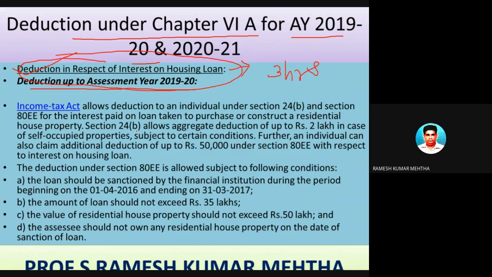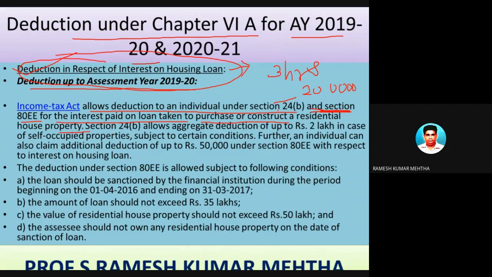Still, I will give a part of the understanding towards interest on housing loan. The Income Tax Act allows deduction to an individual under Section 24B for a self-occupied house property to the tune of interest on housing loan of 2 lakh rupees as deduction from income from house property. And apart from this, Section 80EE also comes into picture for the interest paid on housing loan for the purpose of construction or purchase of a residential house property.